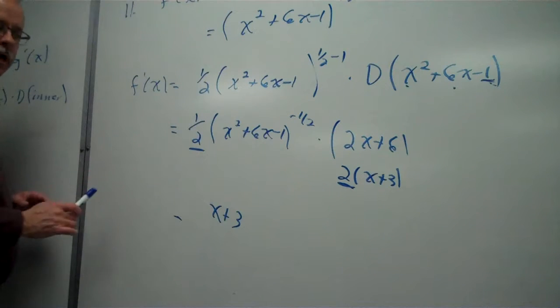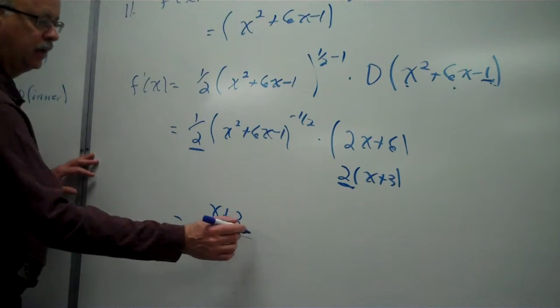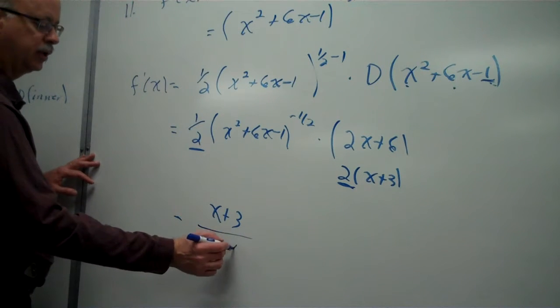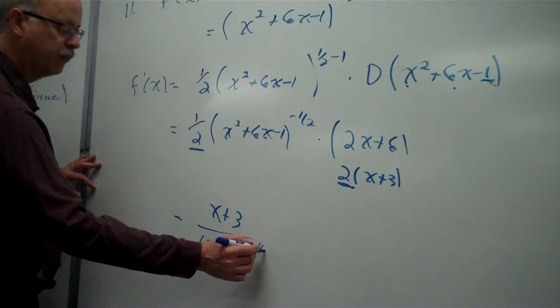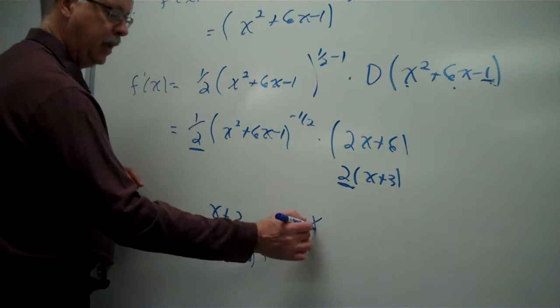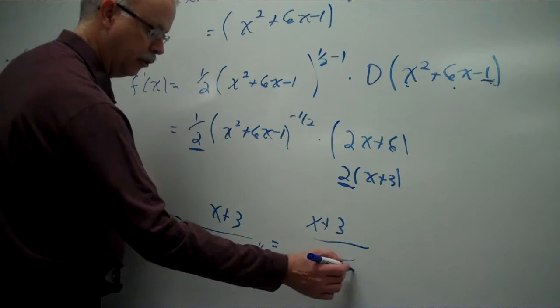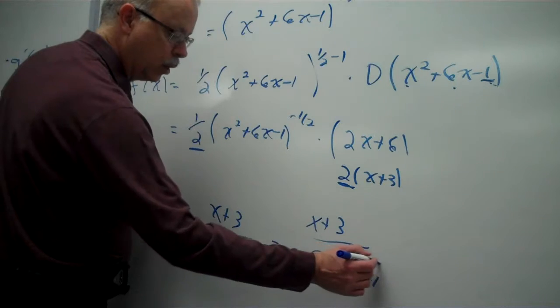And also, lots of times we don't like the negative power, so we could put this in another form, saying this is over (x squared plus 6x minus 1) to the 1/2 power. And we might go ahead and put it back in terms of the square root.